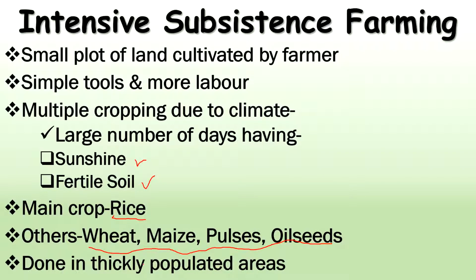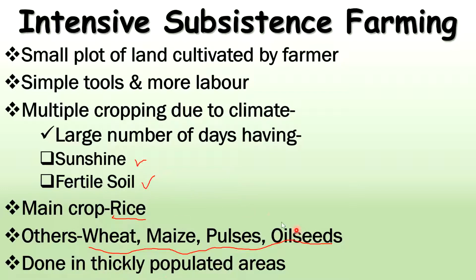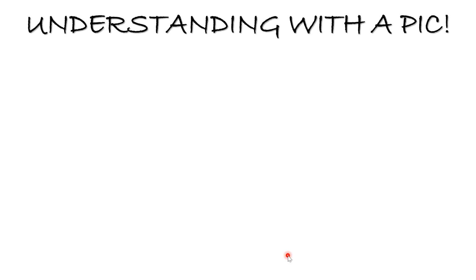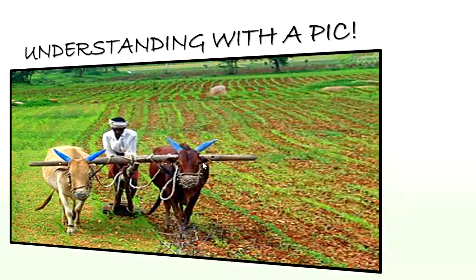Then this is done in thickly populated areas. So these are six points which need to be remembered about intensive subsistence farming, which define this type of farming. You can see this is intensive subsistence farming, as it was said, simple tools and more labor, right? And it's not very developed. It's extreme, and extreme means something which is intense, something very much. So more labor is used here. By the name only we can see this.